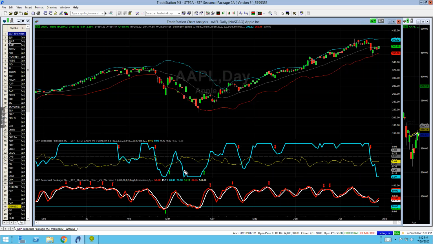So when you get a Laguerre that comes in below this white line here, comes through and then comes back out, there's a green arrow here. That's the trigger. Again, I don't just go off a Laguerre trigger. I need to know the seasonal pattern, which we're going to get to. But it's that simple.